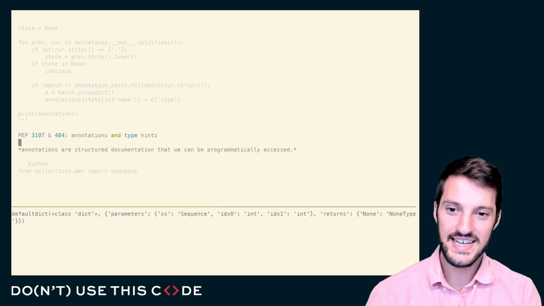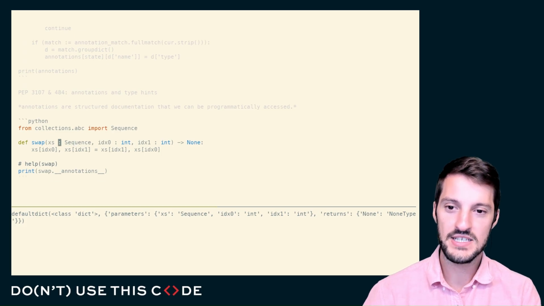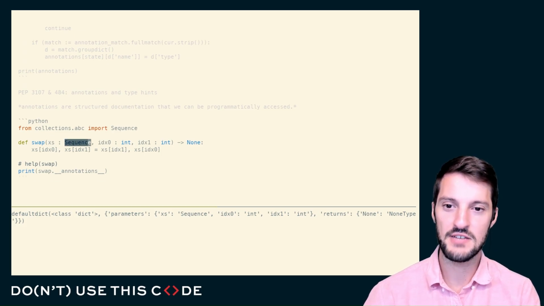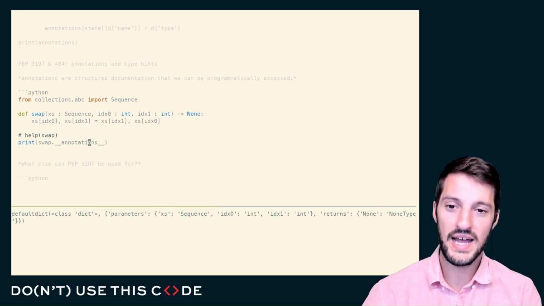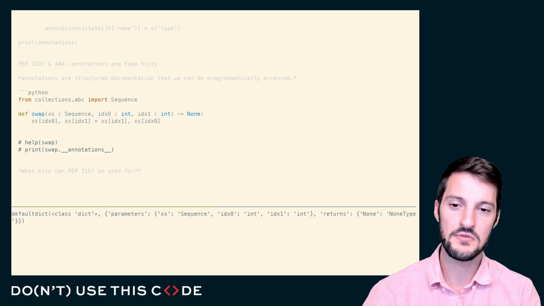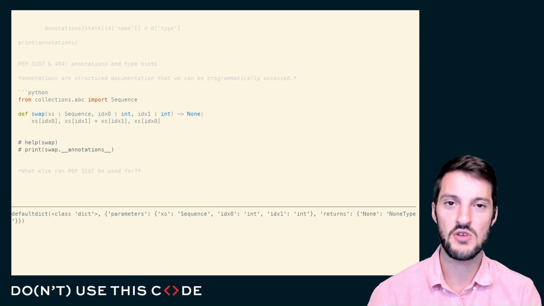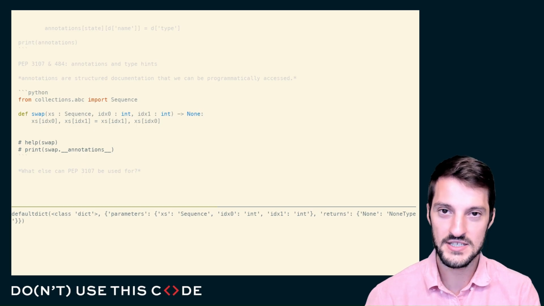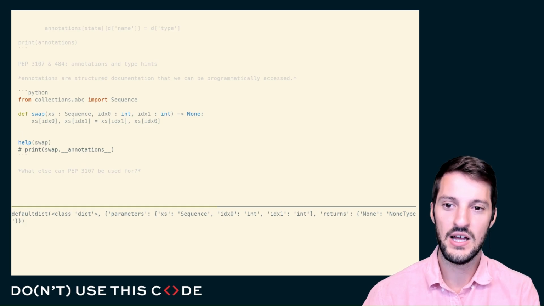Now, when we look at annotation syntax, we're going to see a very close semblance with what we just saw with the NumPy doc. Specifically, we specify an argument, and then we use a colon to specify the expected type of that argument. Now, by itself, this does absolutely nothing. Python will not automatically check to see if xs is actually a sequence at runtime. idx0 will not be checked to see if it's an int at runtime, and we're not going to check if swap actually returns None at runtime. This is purely for human consumption at this point in time.